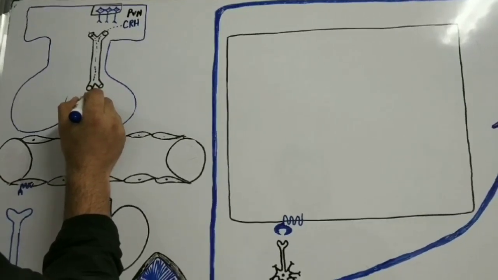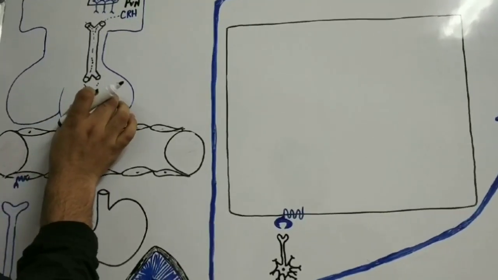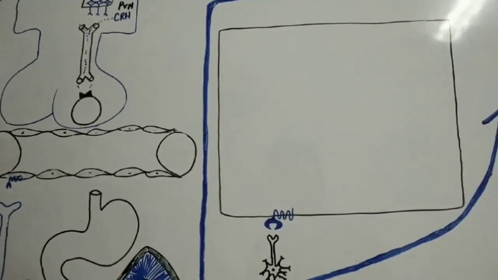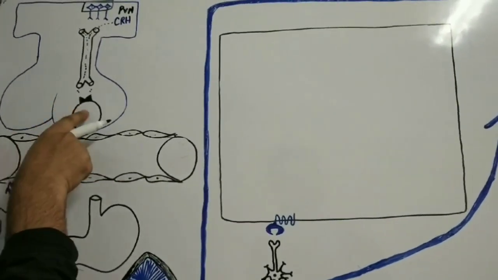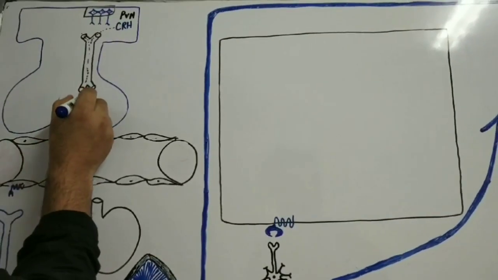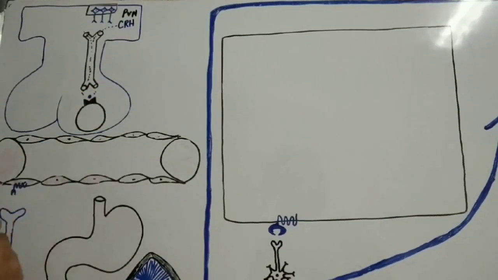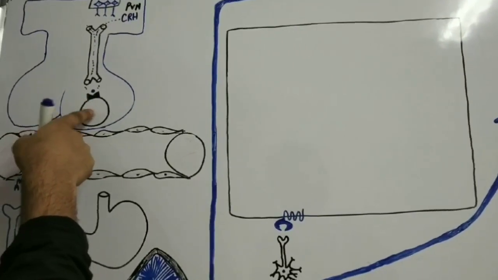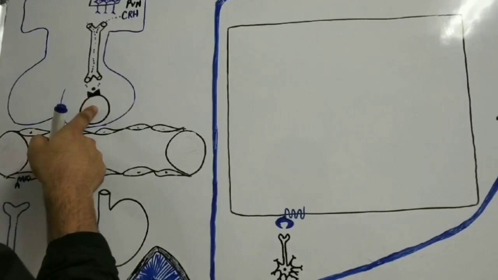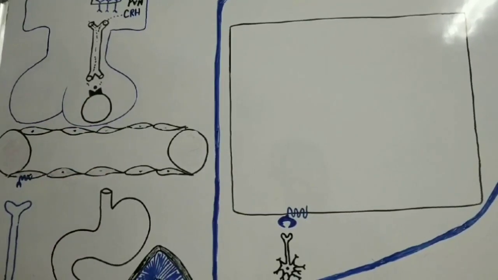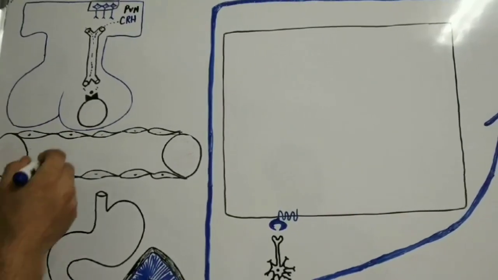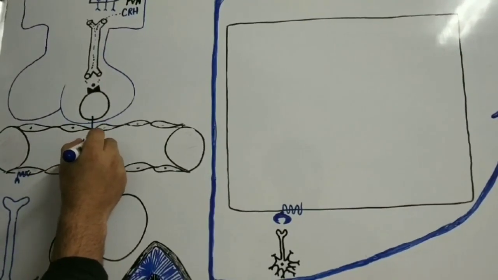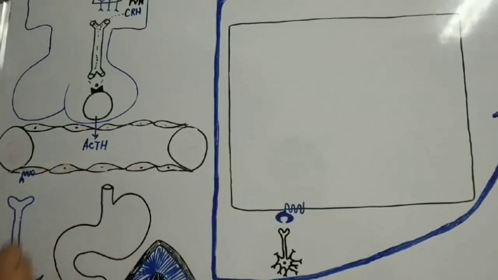the CRH eventually reaches the anterior pituitary, and in the anterior pituitary there are some cells known as corticotrophs. Here I have mentioned one corticotroph and CRH stimulates the corticotroph. Now CRH has bound to the corticotroph, so the corticotroph will be activated. This corticotroph secretes a hormone, that is ACTH. Now this ACTH will enter into the blood. Here is the blood vessel.